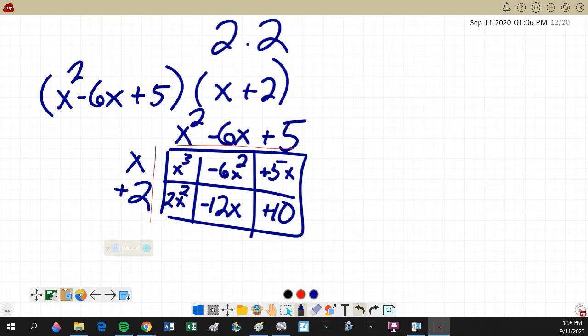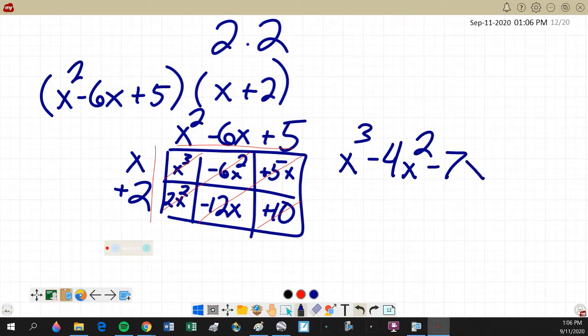And then notice my like terms occur on the diagonals. X to the third has no like term. It's by itself. But the x squareds are on the same diagonal. Negative 4x squared. And then my x's are on the same diagonal. Minus 7x plus 10. Okay, that's like 8th grade stuff, right?